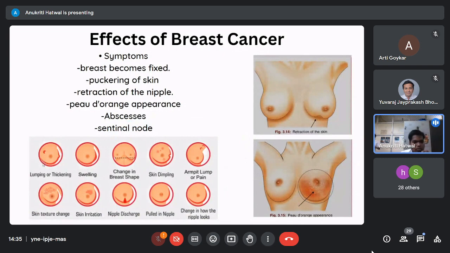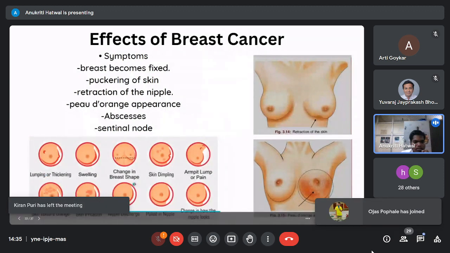Some other symptoms are given below: lumping or thickening, swelling, change in breast shape, skin dimpling, armpit lump or pain, skin texture change, skin irritation, nipple discharge, wound in the nipple, and change in how the nipple looks.